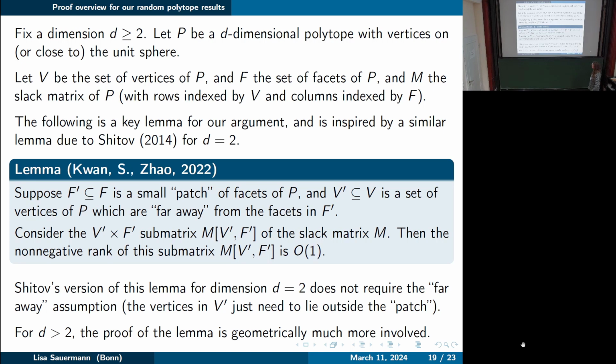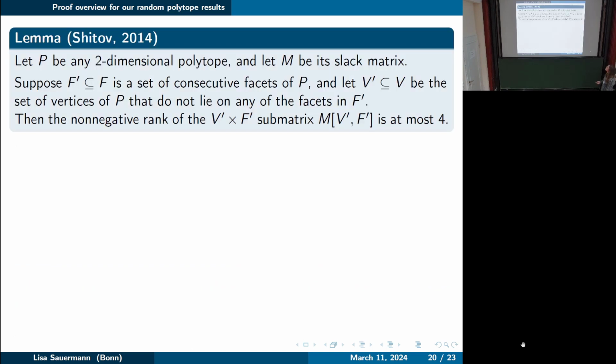Okay, so Shitov's version of this lemma was only for dimension 2, and it does not require this far away assumption. In Shitov's version, the vertices just needed to be outside of this patch. For D larger than 2, you need this assumption, and the proof of this lemma is geometrically much more involved. So let me give you a brief overview, because otherwise it sounds a bit like cheating. I'm telling you I want to upper bound the non-negative rank of some big matrix, and now I'm telling you certain parts of it are bounded. Let me at least give an indication of why that is.